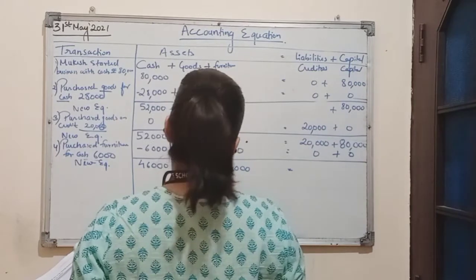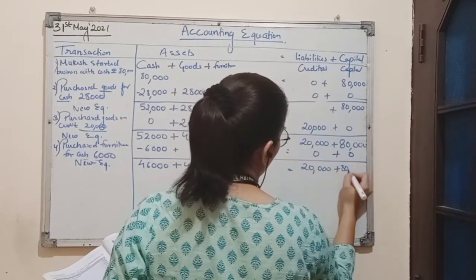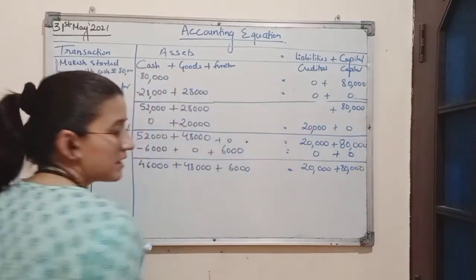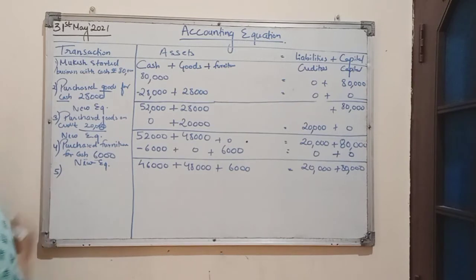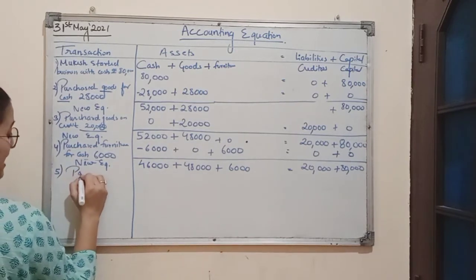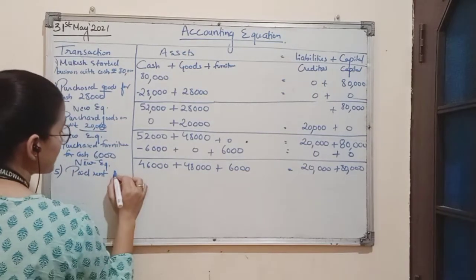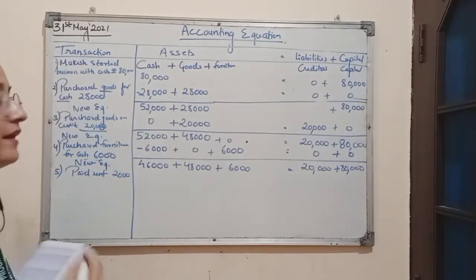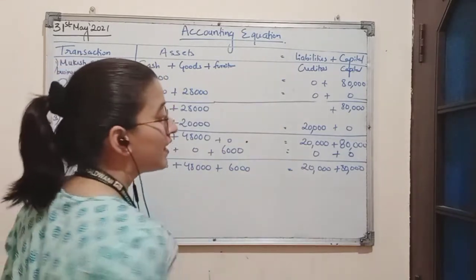Here as we can see, creditors amounting to 20,000 and capital amounting to 80,000 remain the same. Now the fifth transaction is paid rent. Now rent has been paid. We know rent is an expense and it is paid rupees 2,000. Rent is an expense. It will be deducted from cash as well as capital.